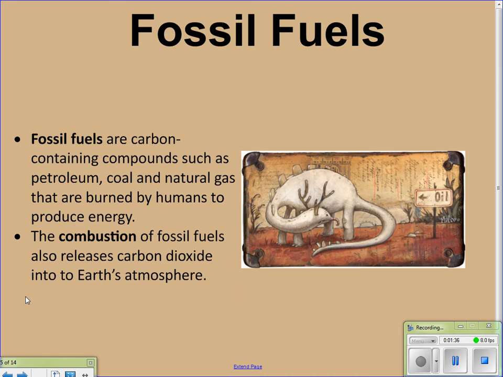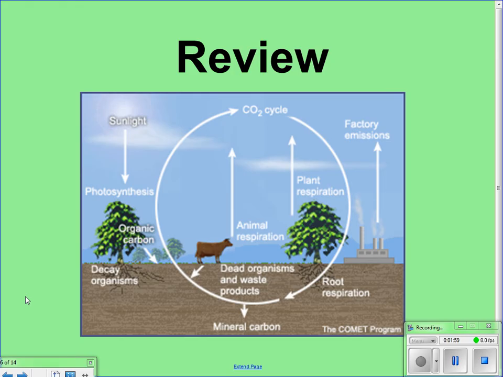Fossil fuels. Sometimes carbon gets trapped, and carbon that's trapped for a long period of time can turn into a fossil fuel. Fossil fuels are things like petroleum, coal, natural gas. We use those to produce energy in our homes. The burning or the combustion of fossil fuels also releases carbon dioxide into the atmosphere. So to review, pause the podcast and quickly jot down the carbon cycle shown.